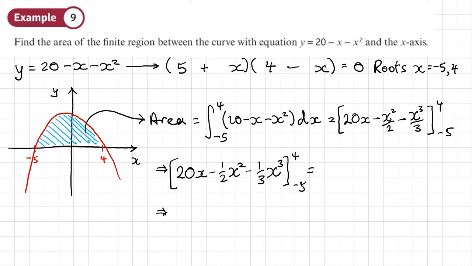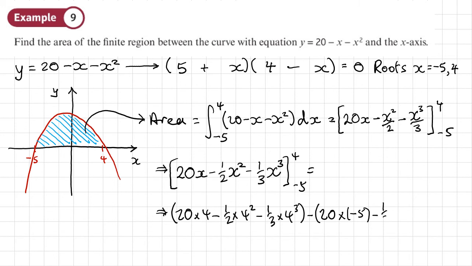Let's do it down here. That will be 20 times 4 minus a half times 4 squared minus a third times 4 cubed, minus the same thing where we substitute in negative 5. So 20 times negative 5 minus a half times negative 5 squared minus a third times negative 5 cubed. So let's see what that gives us.